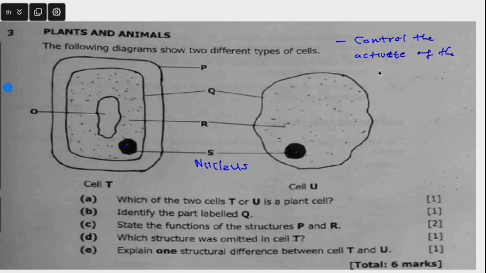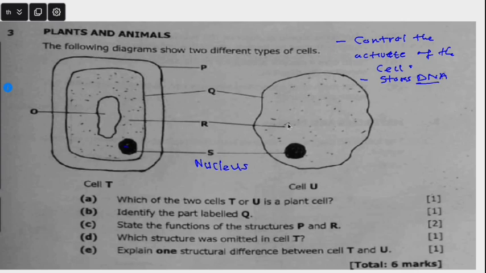Then apart from controlling the activity of the cell, you're going to find that the nucleus also plays a role in storing genetic information. This genetic information is in the form of DNA. So it has two functions: controlling the cell activities and also storing the genetic information in the form of DNA.